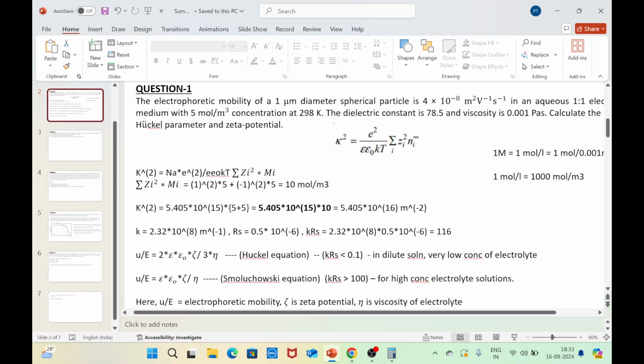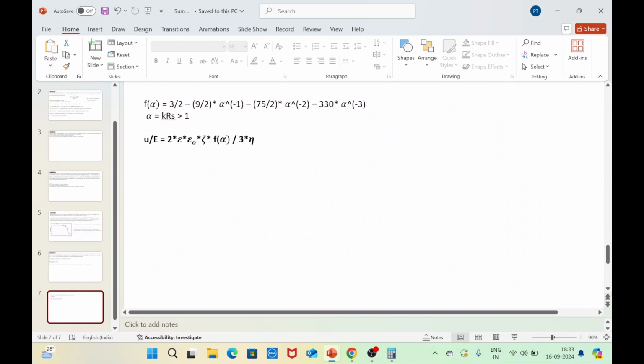So what you see here for KRS less than 0.1 and greater than 100 is, actually, this is one particular equation for KRS greater than 1. You have another equation where the value of KRS is less than 0.1. So that's the reason I asked you, it is better if you actually go through the video lecture. Over there both the expressions are given, you can use that.